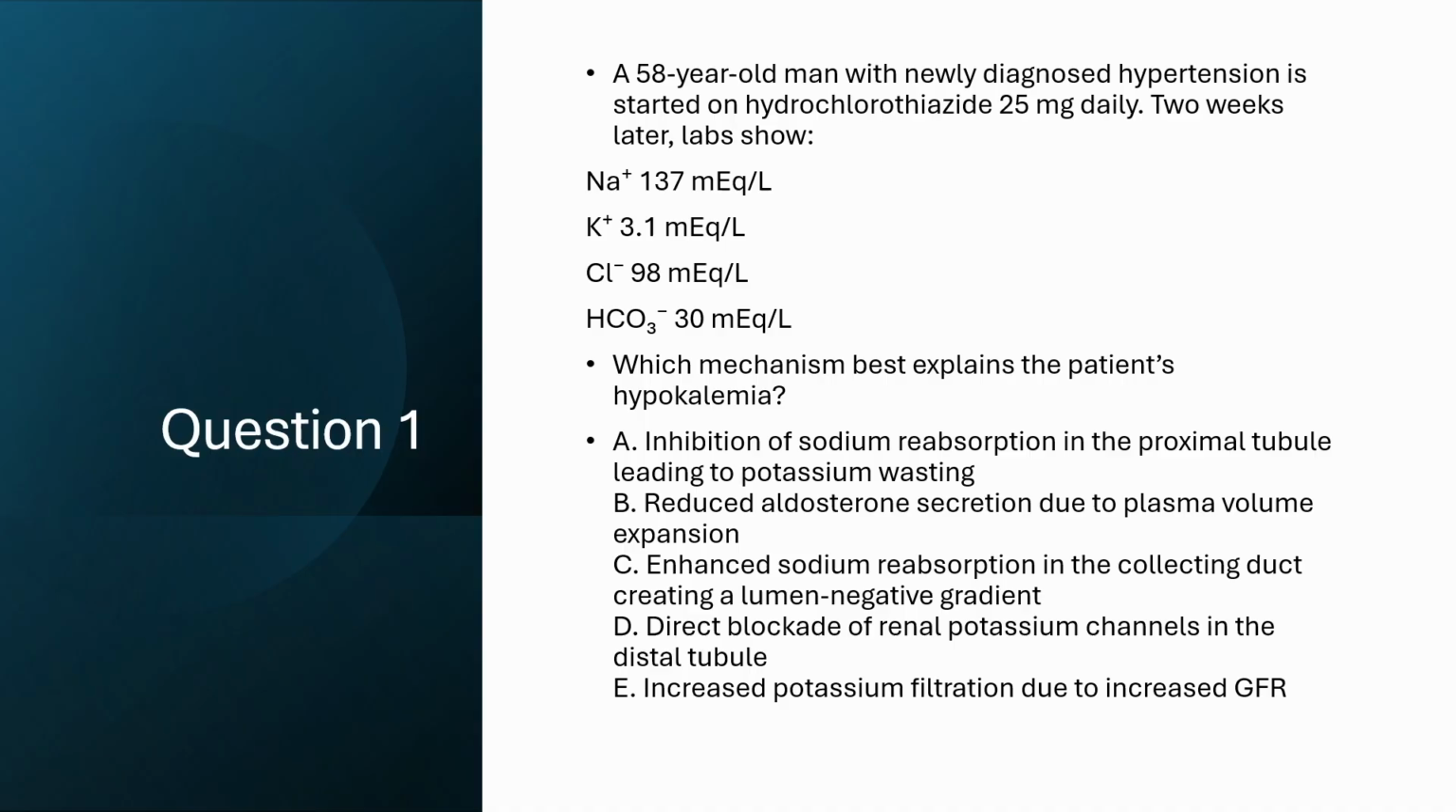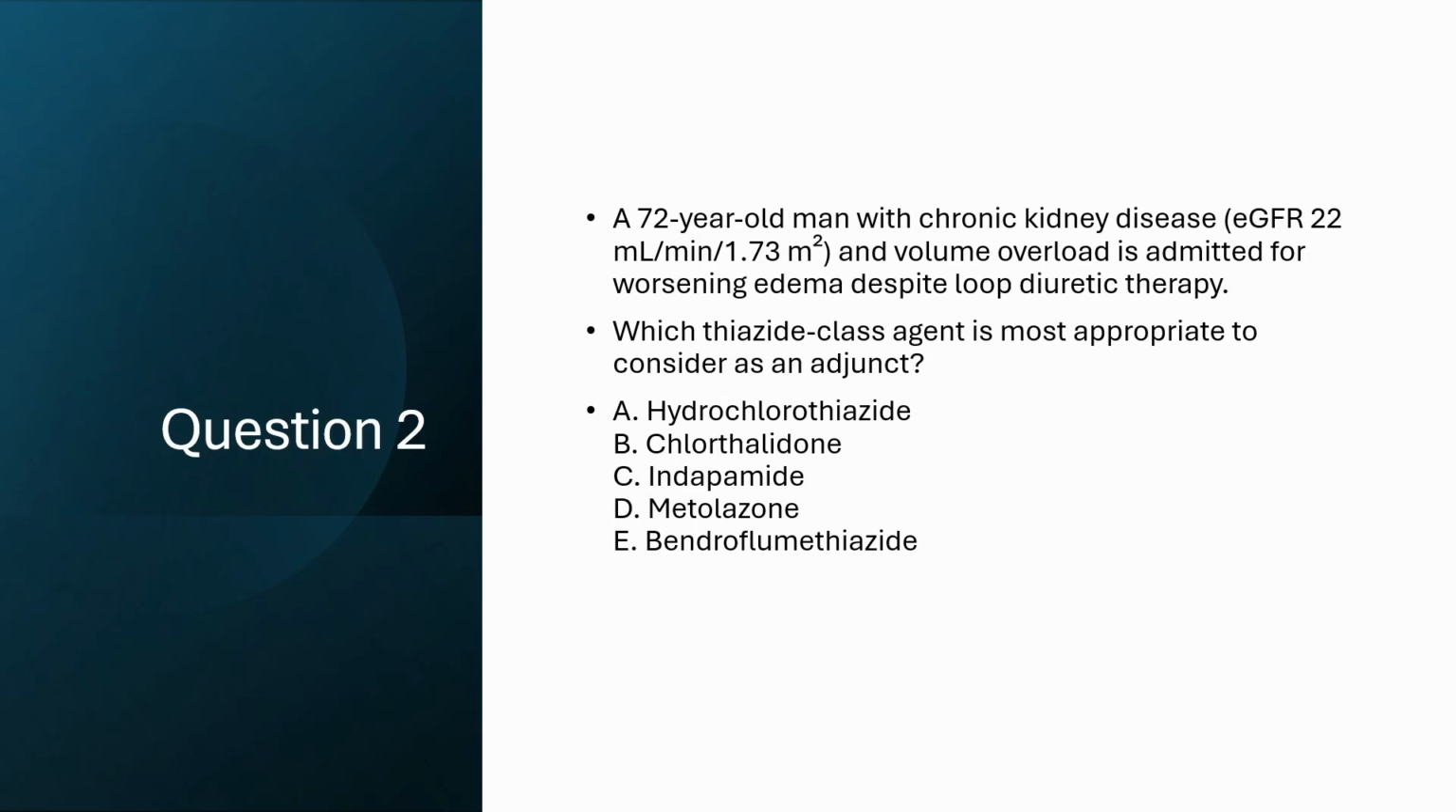Question number one, a 58-year-old man with newly diagnosed hypertension is started on hydrochlorothiazide 25 milligrams daily. 2 weeks later, the labs show the following results. Which mechanism best explains the patient's hypokalemia? Question 2. A 72-year-old man with chronic kidney disease and volume overload is admitted for worsening edema despite loop diuretic therapy. Which thiazide class agent is most appropriate to consider as an adjunct?